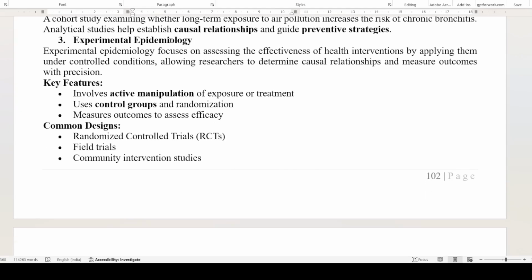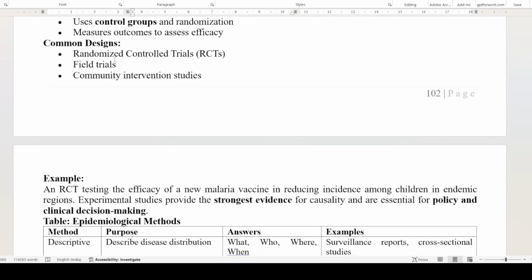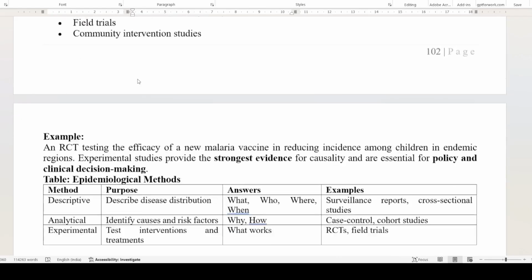Next, we come to experimental epidemiology. It focuses on assessing the effectiveness of health interventions by applying them under controlled conditions. So now we are assessing the healthcare system of our society or of our country. Key features are that it involves active manipulation of exposure and treatment. It uses control groups and measures outcomes to assess the efficacy. Common designs include RCTs, that is randomized controlled trials, field trials, and community intervention studies.